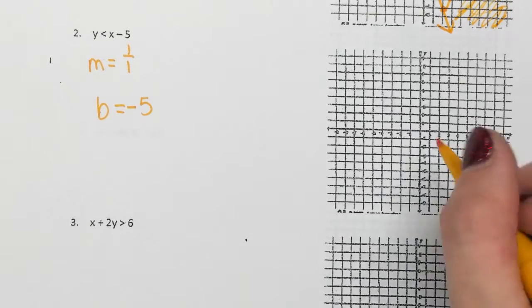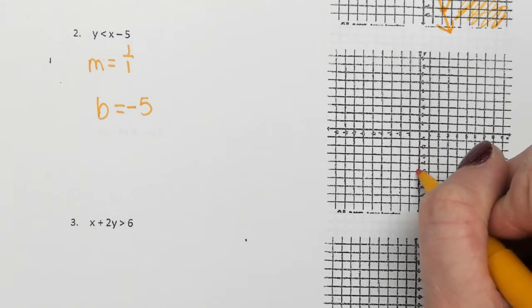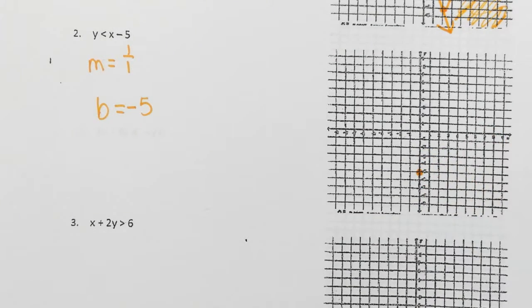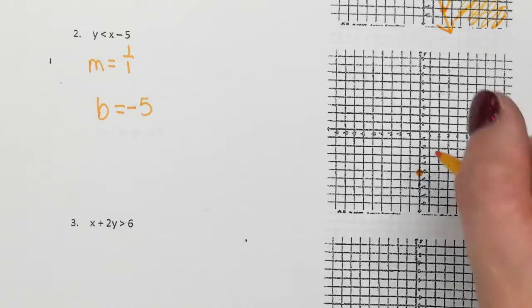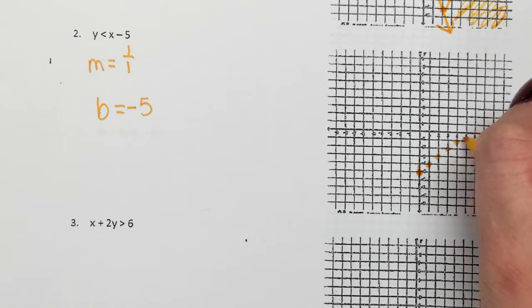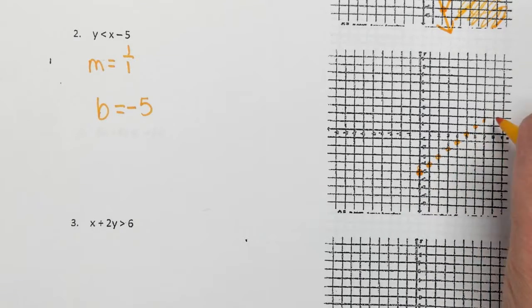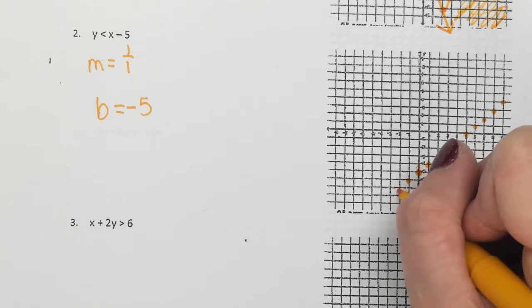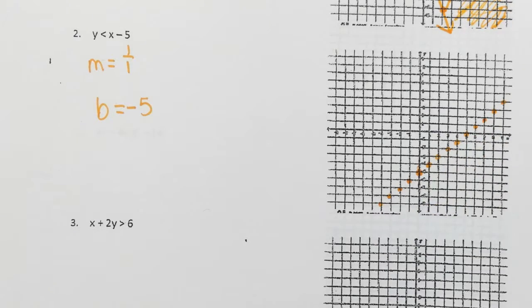All right, so we're going to go down 5 and put a dot. And our slope is 1/1, so we're going to go up 1 and right 1, as big as the graph will let you go, okay? And then we're going to go the other way. Down 1, left 1.